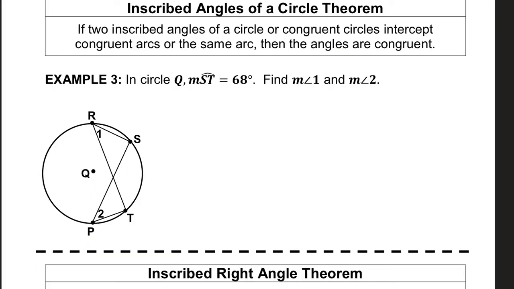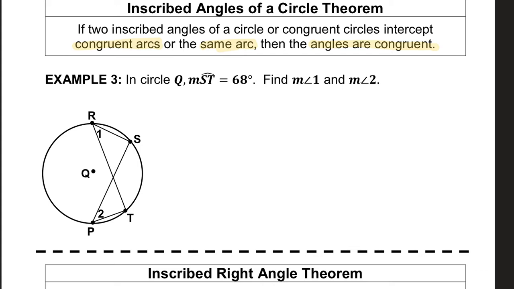All right, so on to our next page, we have the inscribed angles of a circle theorem. What this is going to state is that if we have 2 inscribed angles, so we don't have just one like we did earlier, we have 2 of them, and they have intercepted congruent arcs, or the same arc, then the angles will be congruent. So if the arcs are congruent, the inscribed angles will be congruent. And vice versa. If the inscribed angles are congruent, then the intercepted arcs will be congruent as well.